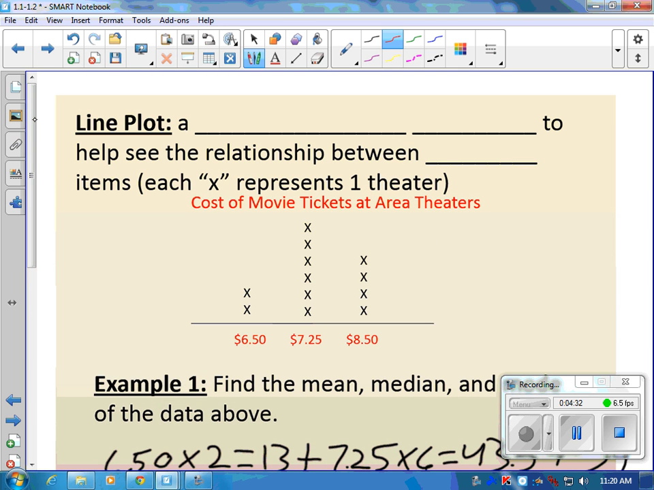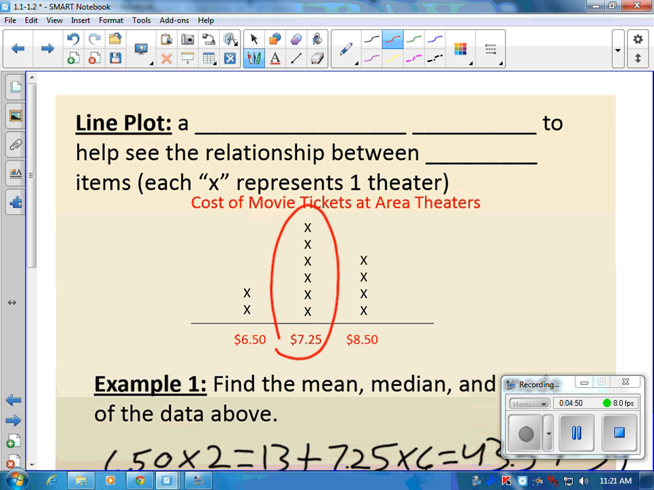Now we have to find the mode. And I can simply look at this graph and figure out what is my mode. Jacob? It's $7.25. How do we know that? It has the most. Mode means most. Which one occurs the most often? There are 6 theaters that sell their tickets at $7.25.